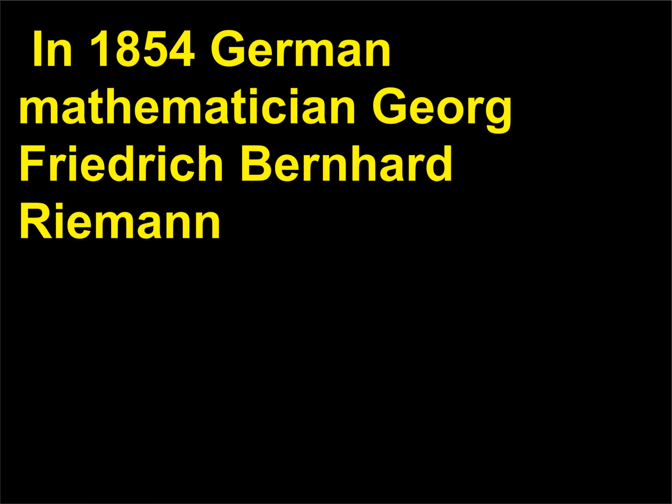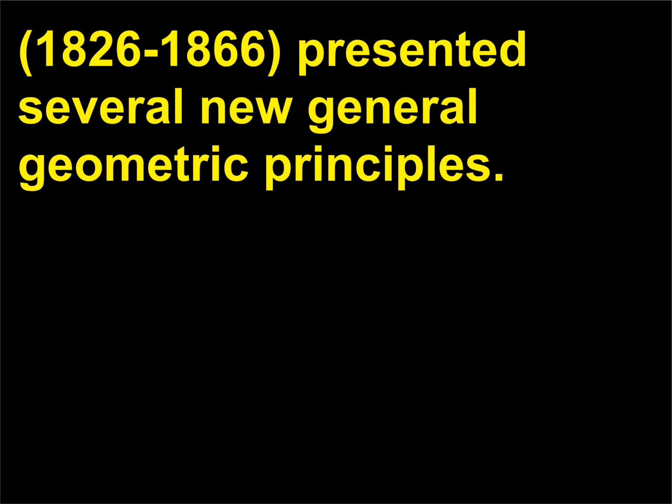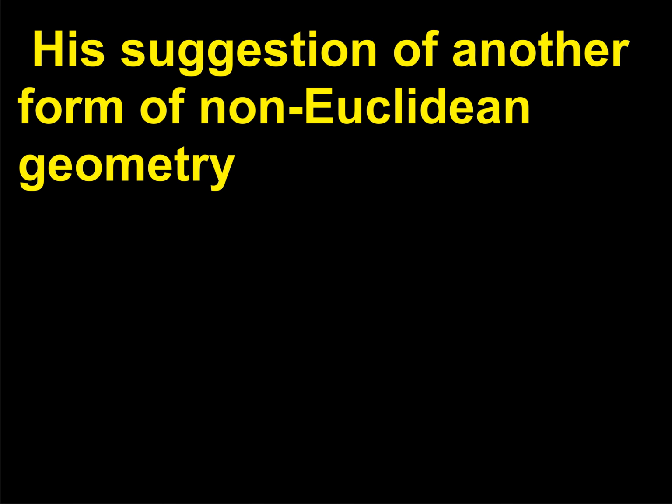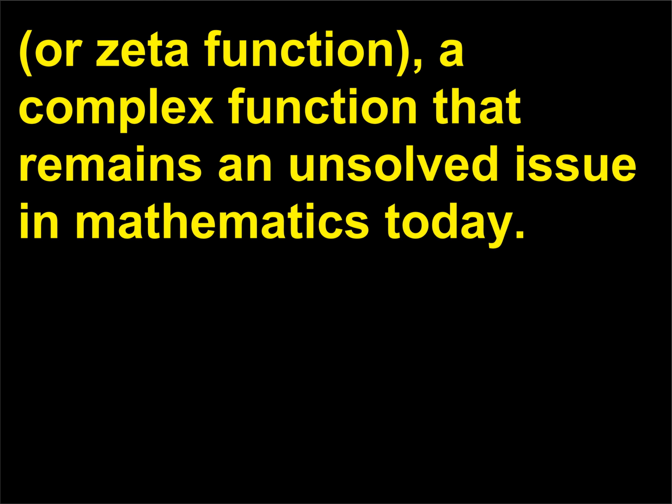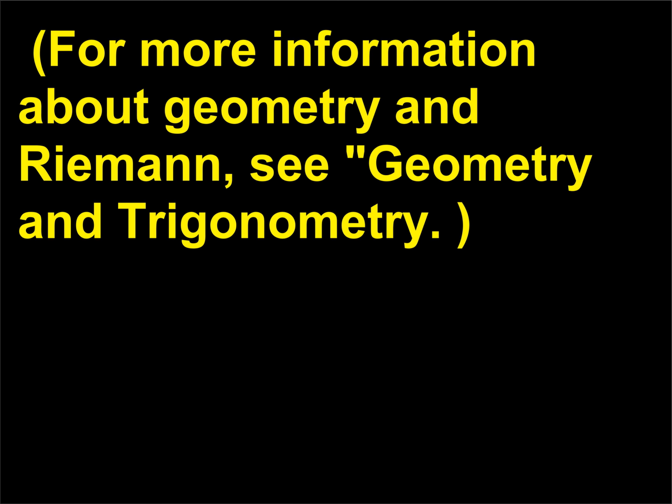In 1854, German mathematician Georg Friedrich Bernhard Riemann, 1826 to 1866, presented several new general geometric principles. His suggestion of another form of non-Euclidean geometry further established this new way of looking at geometry. Riemann was also responsible for presenting the Riemann hypothesis, or zeta function, a complex function that remains an unsolved issue in mathematics today. For more information about geometry and Riemann, see geometry and trigonometry.